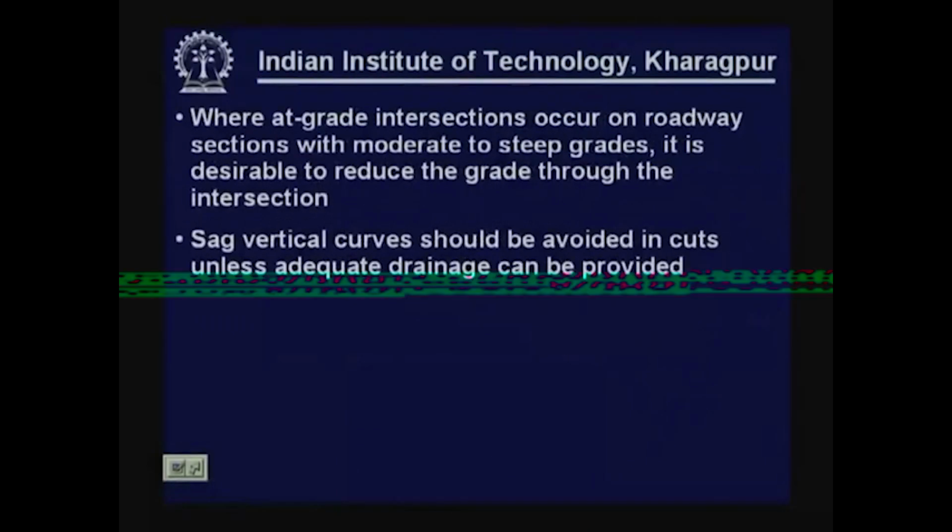Where at-grade intersections occur on roadway sections with moderate to steep grades, it is desirable to reduce the grade throughout the intersections. When you are approaching or meeting an intersection, approach grade must be designed very carefully and it should be controlled.